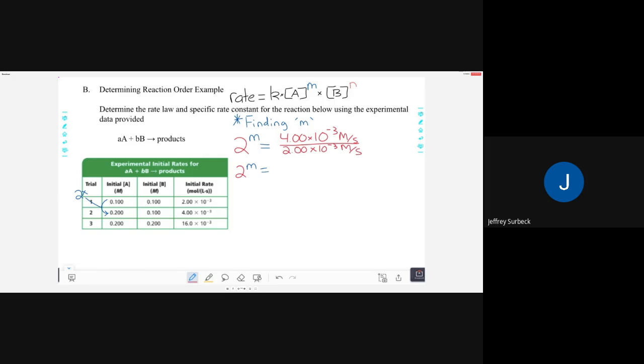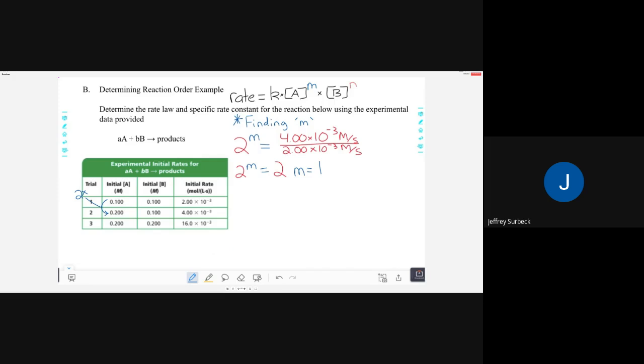And if we consolidate this, 4 times 10 to the negative third divided by 2 times 10 to the negative third, or we could just view this as 4 divided by 2, is what number? 2. Okay? So now I ask you this. Now we get down to basic math. 2 to what power equals 2? 1. So what this means, this is really important, M equals 1.